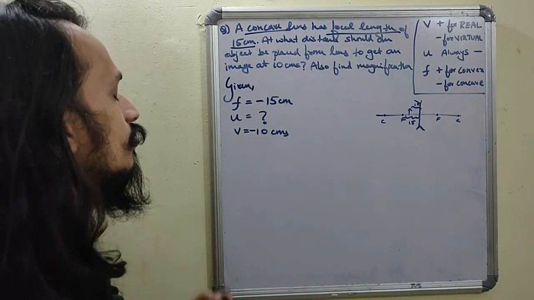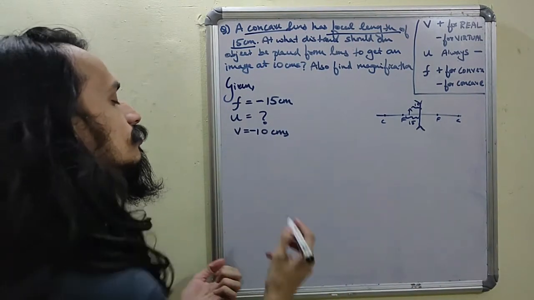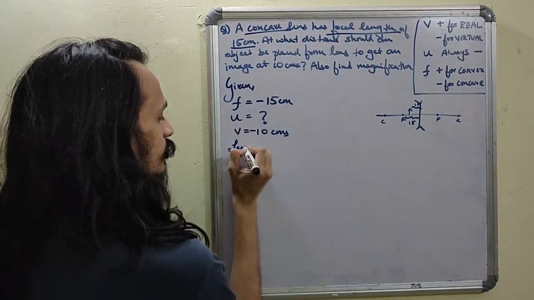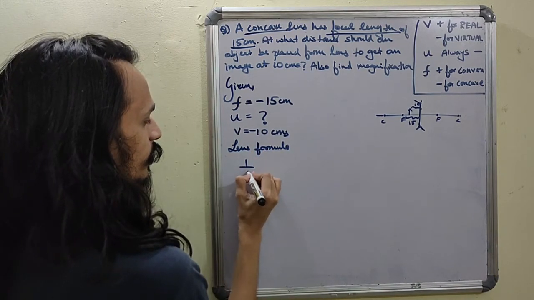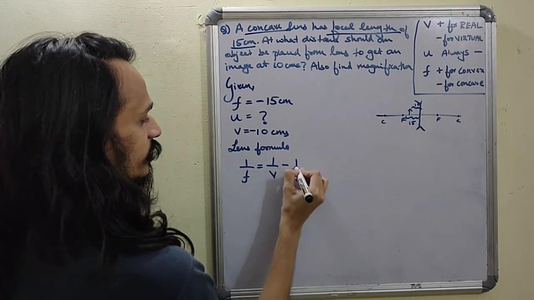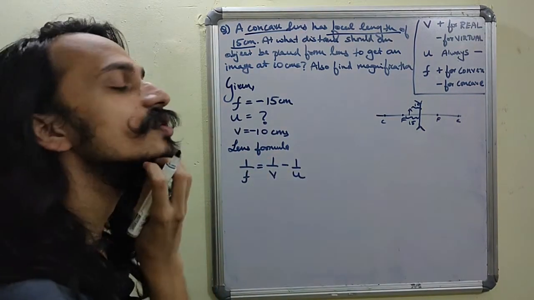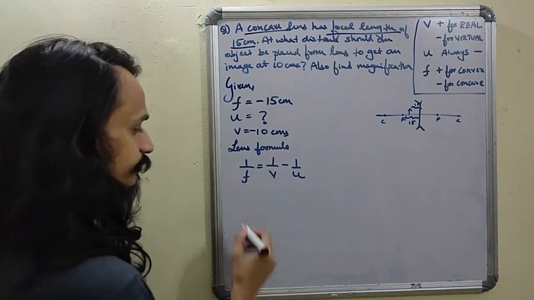Now we need to figure out what is u. We'll use the formula that we know, that is the lens formula, which says 1 by f equals 1 by v minus 1 by u. Okay, the order is important. First it is v, then it is u.